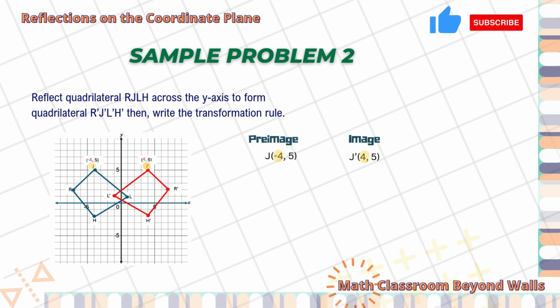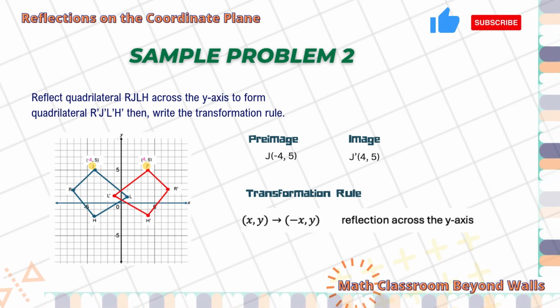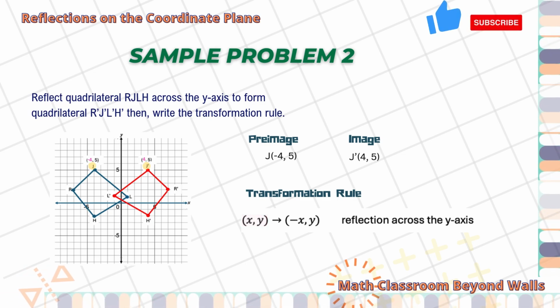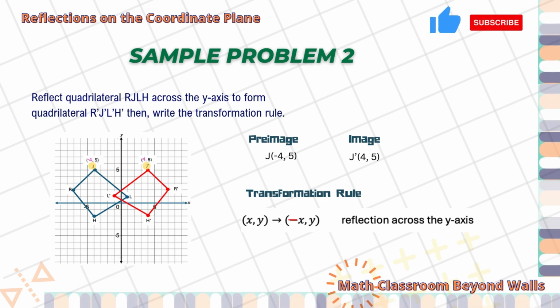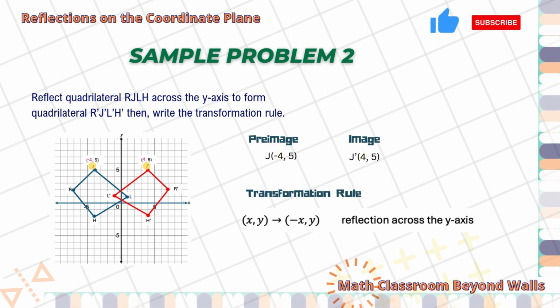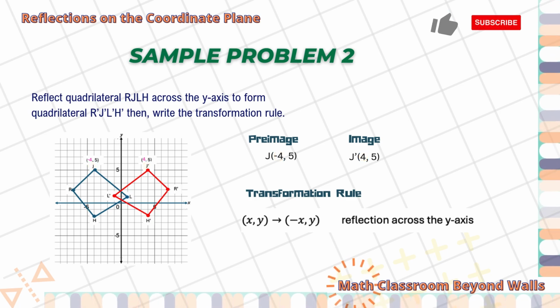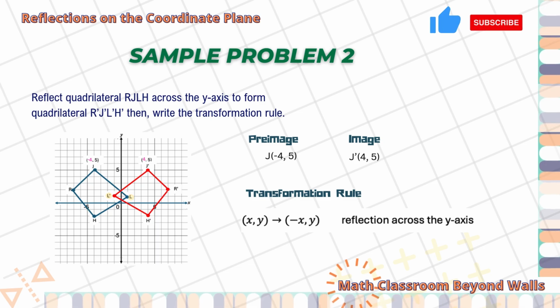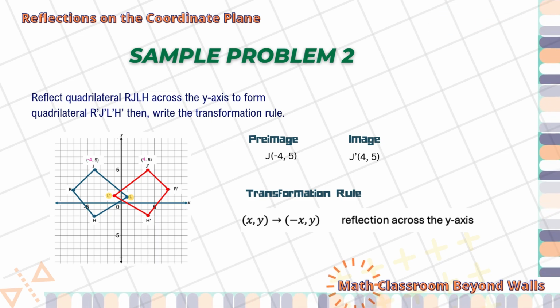Thus, the transformation rule is, that is, a point (x, y) on the preimage is transformed to (negative x, y) on the image after a reflection across the y-axis. Remember that the negative in x indicates a change in sign after the transformation. It could be from positive to negative or negative to positive, as in our case here. You can verify the rule by using the coordinates of L and L prime. L being the preimage and L prime the image. You will see that you will get the same reflection rule.